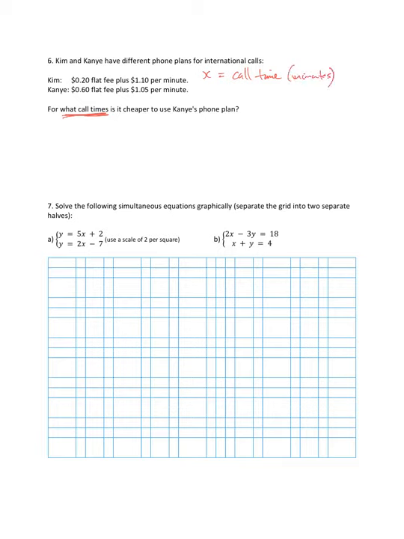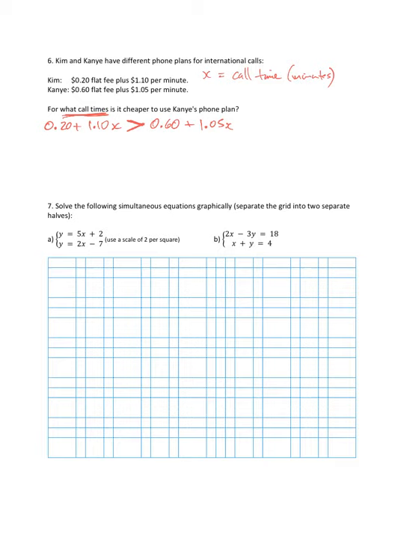So Kim's plan, the cost of it with a call time of x, is going to be 20 cents, 0.2, plus $1.10 for every minute of call. I'll do it to 2 decimal places: 0.20 plus 1.10 times x. That's Kim's. This is Kanye's: 0.60 plus 1.05x. For what call times is it cheaper to use Kanye's phone plan? So on the right-hand side is Kanye's, and I want it to be smaller. So I'm going to have the closed end of the inequality pointing at Kanye's.